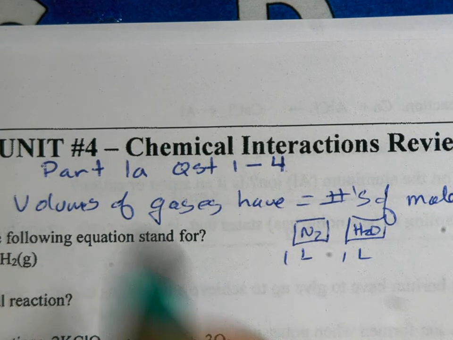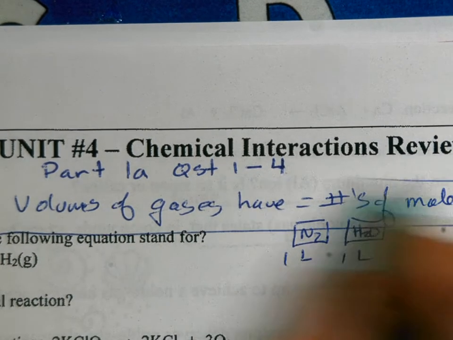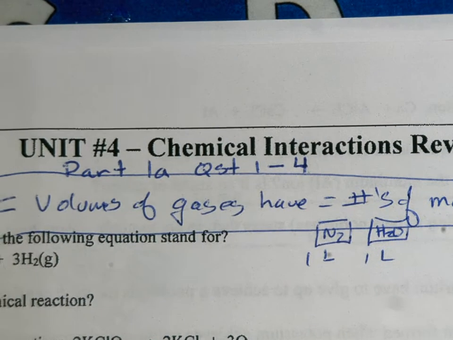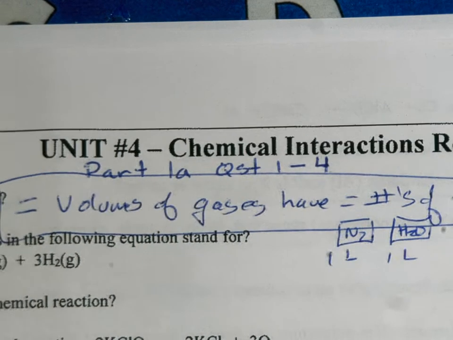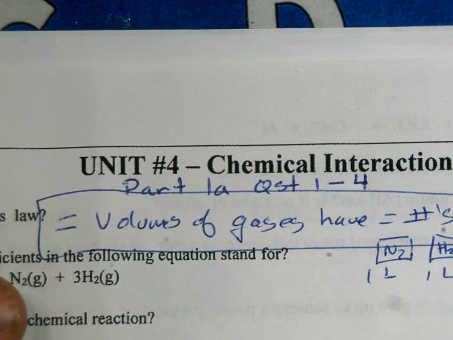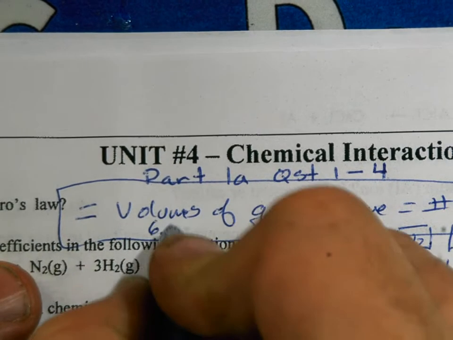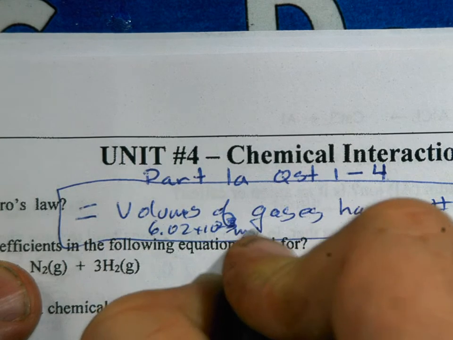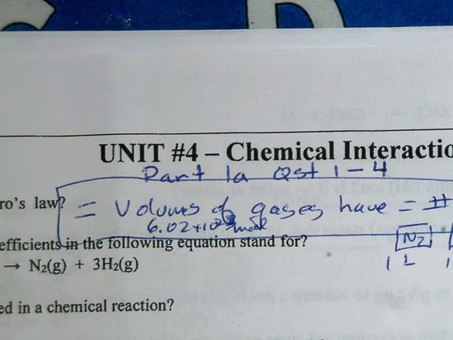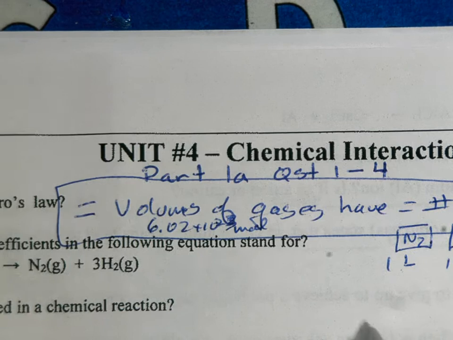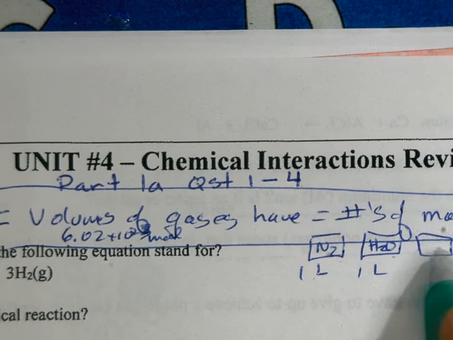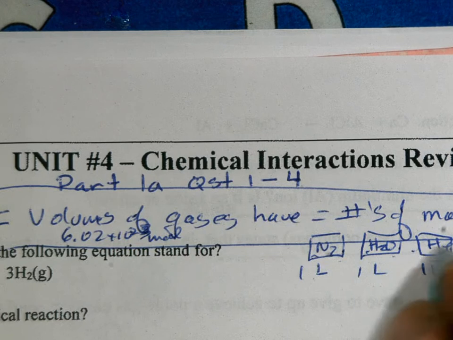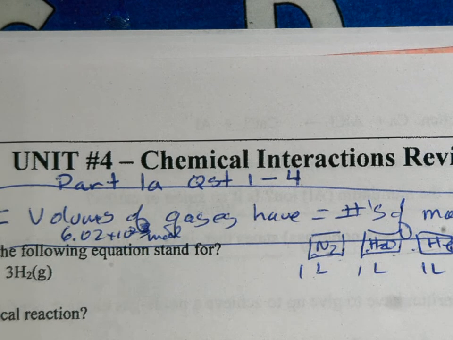Later on, in Avogadro, this was a big deal. Later on, when they refined the idea of the mole, they figured out that 1 mole of a gas has Avogadro's number, which is 6.02 times 10 to the 23 molecules. But Avogadro didn't know the number, but he knew that if you have 3 containers of gas, let's say this is helium, same size, he was able to figure out there's the exact same number of molecules in there.